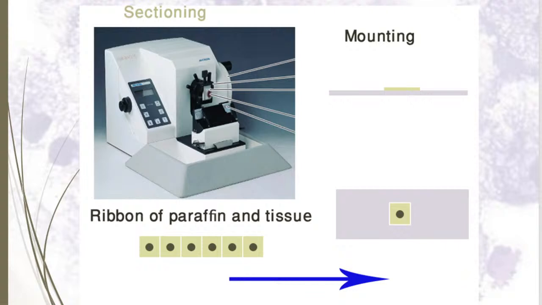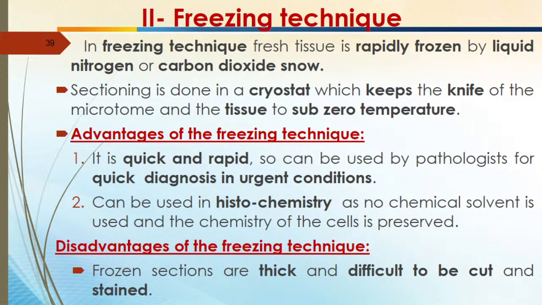That process is named mounting, because the tissue needs to stick to the glass by a special glue. This special glue is not very complicated. We use the protein of chicken egg and add some thymine to help prevent bacterial invasion. So next, the freezing technique.